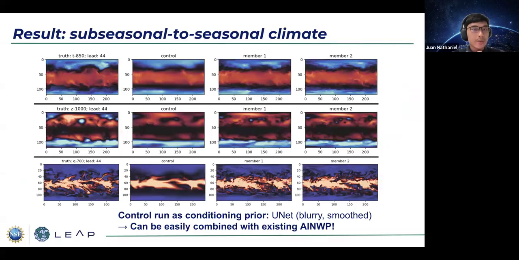So moving back to our subseasonal work, the previous one was just trying to make sure that everything works. What we have now is being able to forecast over long lead times. The middle second row here is the control run produced by ClimaX, one of the state-of-the-art models.